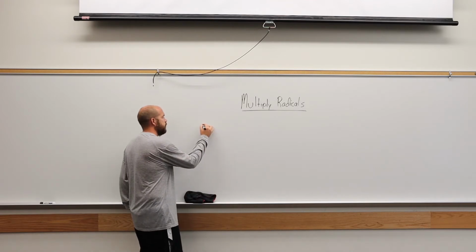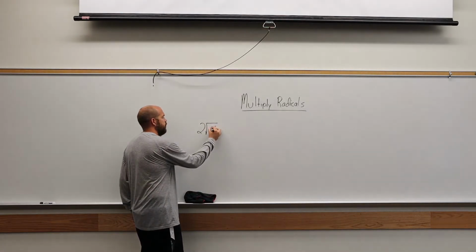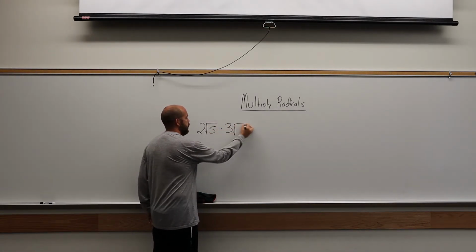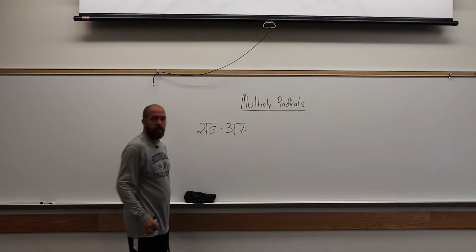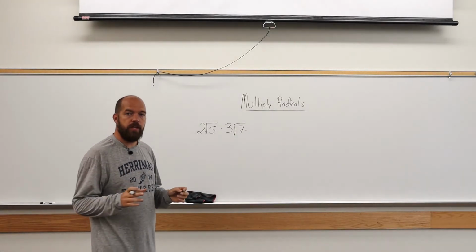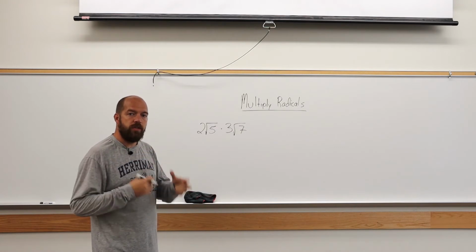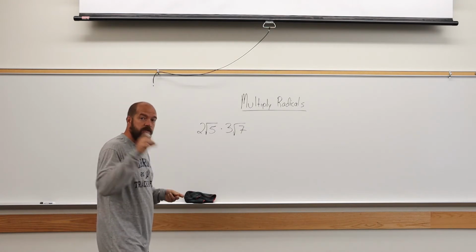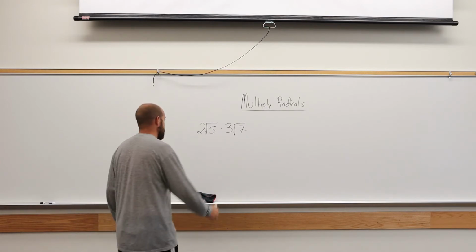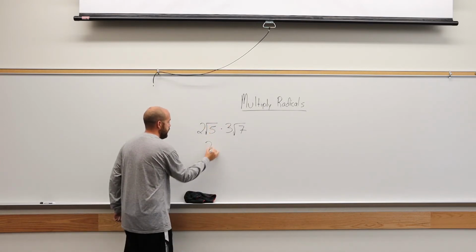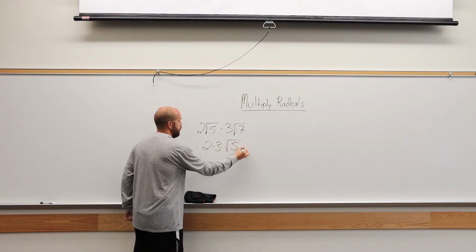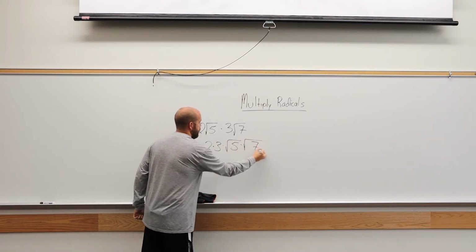All right, what about 2 square roots of 5 times 3 square roots of 7? Because the entire problem is multiplication, I'm able to rearrange the order and put all of the numbers that are outside of the radical together and then all the numbers that are inside of the radical together. So I have the 2 and the 3 can get together: 2 times 3 times the square root of 5 times the square root of 7.